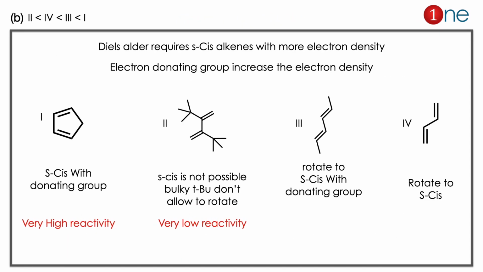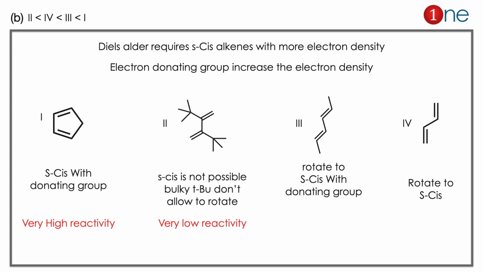Here the concept is simple. You have to produce the SS configuration. Rigid rings are always better. It can undergo Diels-Alder reaction. The linear ones are easy. It can convert into SS. The second one is very interesting because of the steric effect. It never undergoes SS conformation. So 2 will be the least one, 1 will be the higher one.